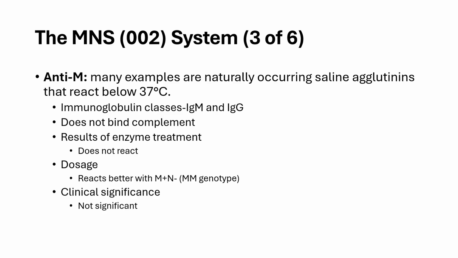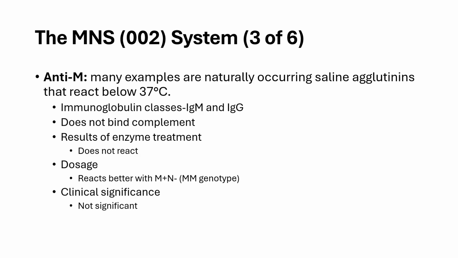Anti-M is often a naturally occurring saline agglutinin reacting below 37 degrees Celsius. They are usually in the immunoglobulin class IgM and IgG. It does not bind complement. And for enzyme treatment, it does not react.